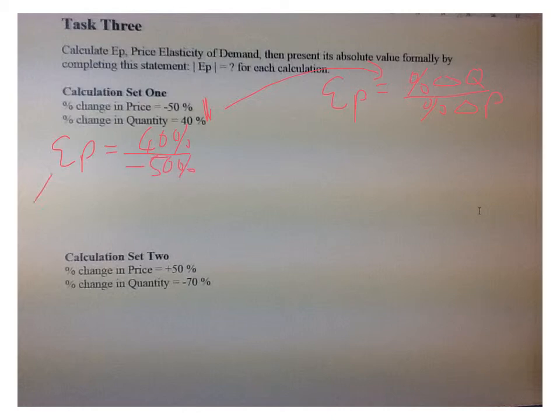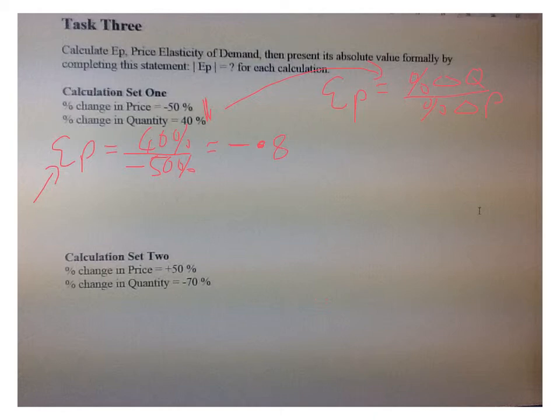Because remember, this value is always going to be negative, because either the price is going up, which means the quantity is going down, or the price is going down, which means the quantity is going up. So one's going to be a positive change and one's going to be a negative change. And so a positive divided by a negative, or a negative divided by a positive, is always going to be negative. Alright, so let's just reach for the calculator. What does it work out to be? Well, I've got minus 0.8.